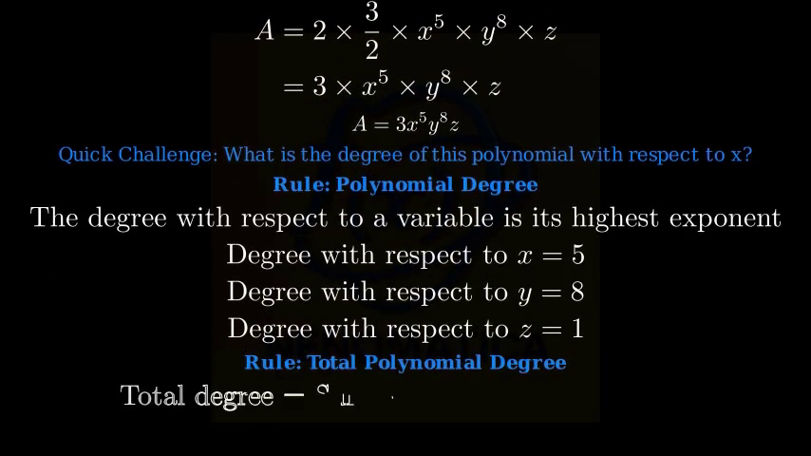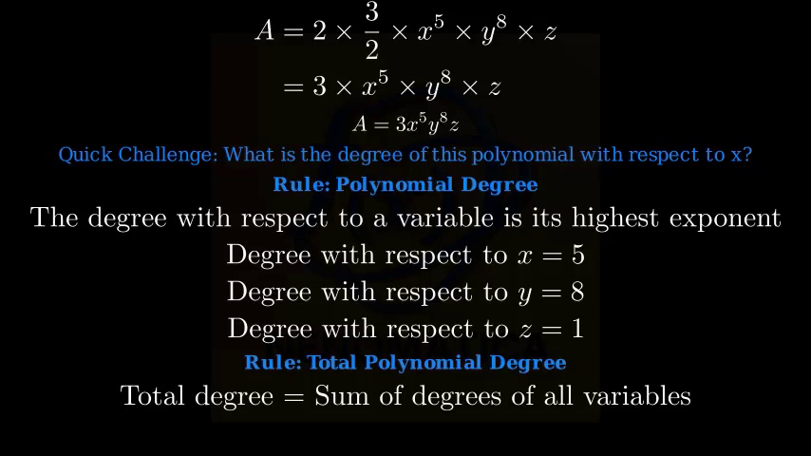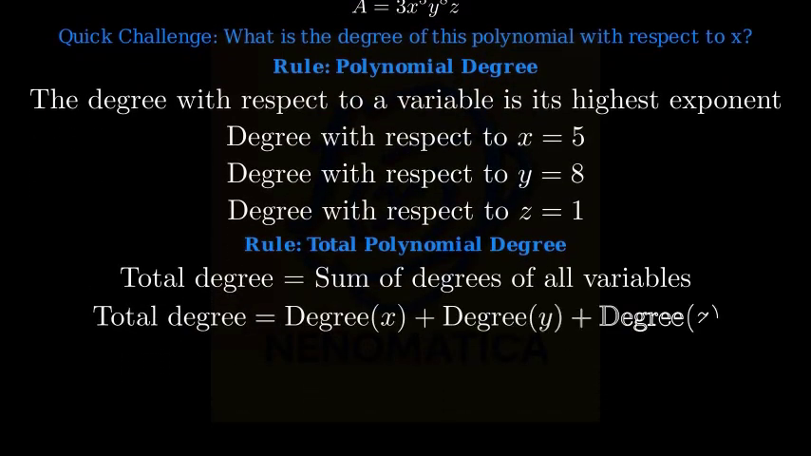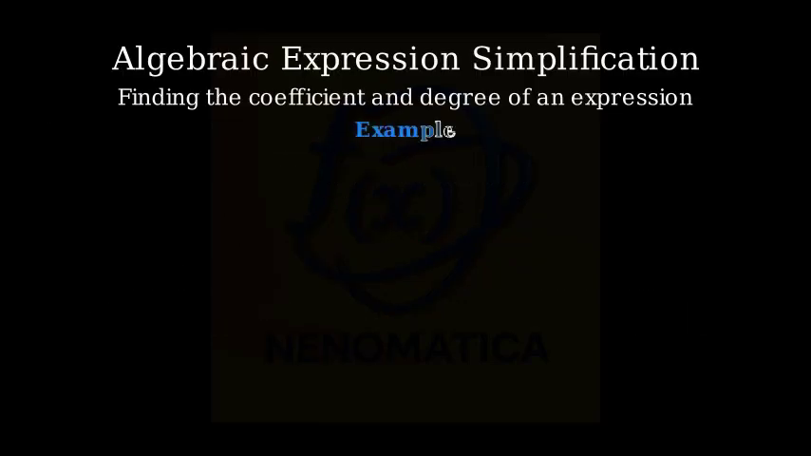The total degree of a polynomial is the sum of the degrees of all variables. In our case, we add 5 plus 8 plus 1, which equals 14. Let's look at our example. We need to find the numerical coefficient and degree of the following expression with respect to all variables.